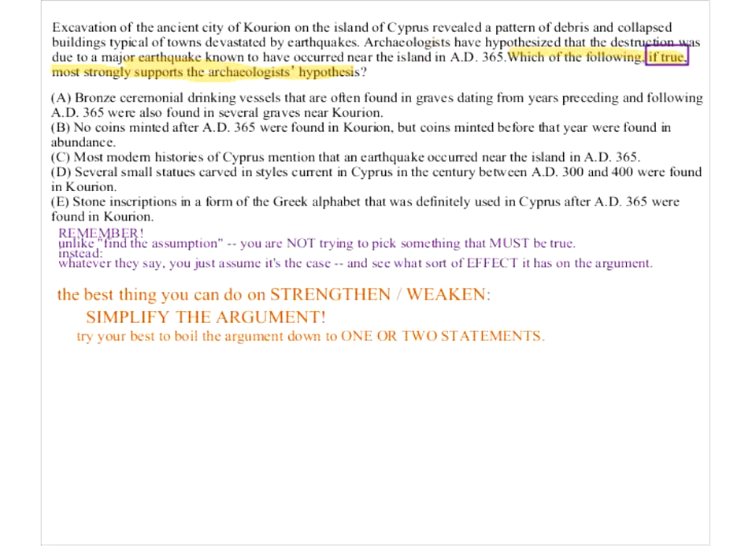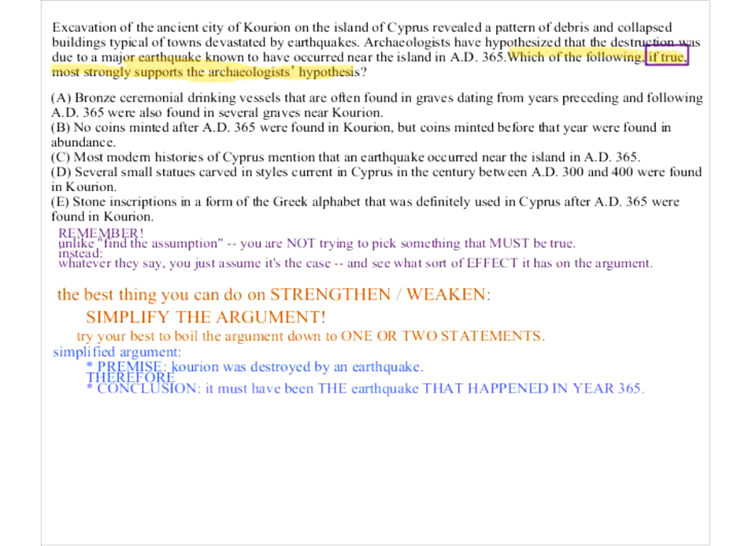So if we simplify, a simplified argument has the following format. The only premise we've got is Kourion was destroyed by an earthquake. Therefore, conclusion, it must have been the earthquake that happened in year 365. Everybody give me a smiley face if you follow this boiled down version of the argument, because there's a lot of words here, but that's effectively all this says.